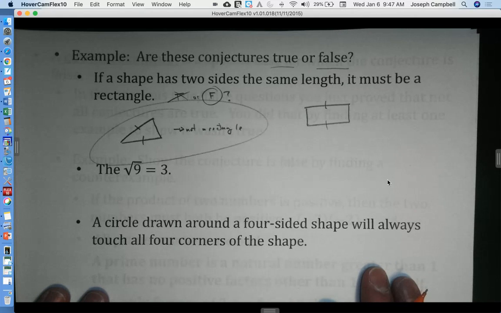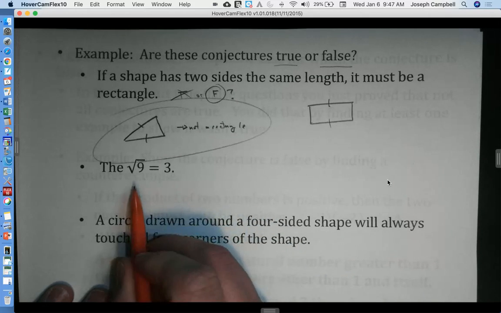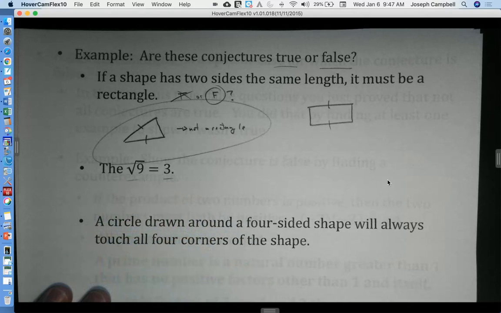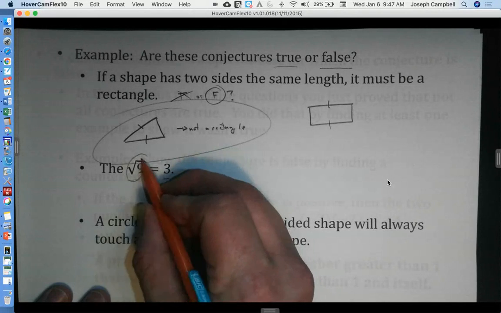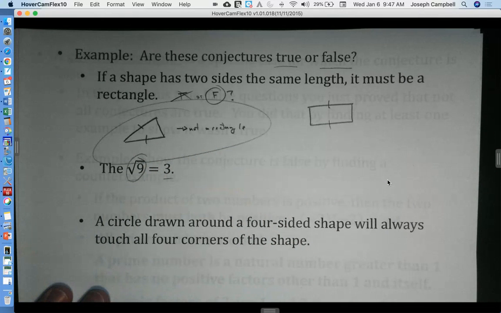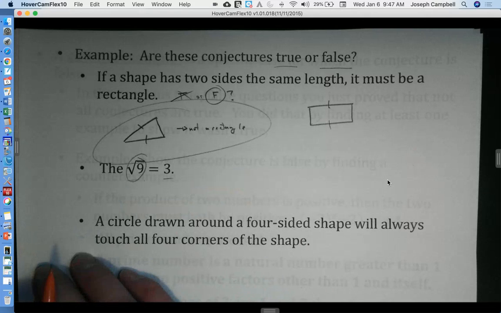Well, this is kind of odd because this is just a truism, right? I put this into a calculator. What do I get? I get 3. Is there any example where I can take the square root of 9 and it not be 3? Some of you might be thinking about -3. But that's a little bit of a different situation, right?